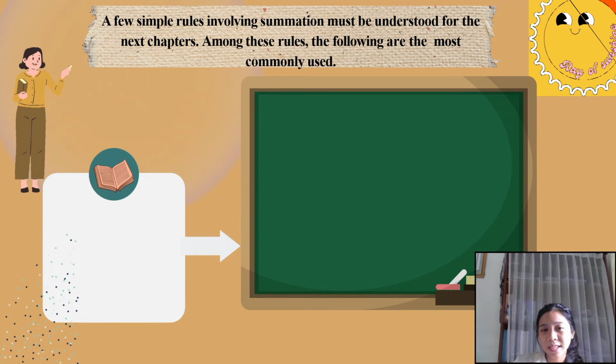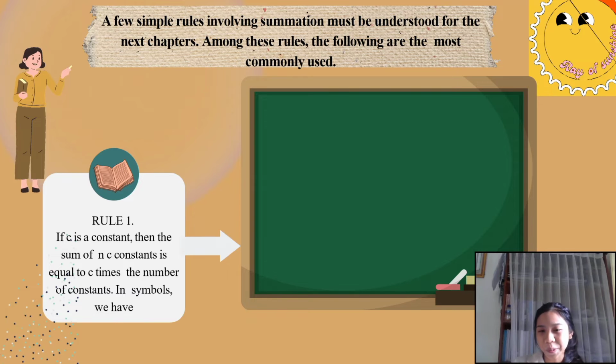A few simple rules involving summation must be understood for the next chapter. Among these rules, the following are the most common. The first rule: if C is a constant, then the sum of n constants C is equal to C times the number of constants. In symbols, we have the sum of all C for a equal to 1 to n, which means C plus C plus C and so on, or n times C.